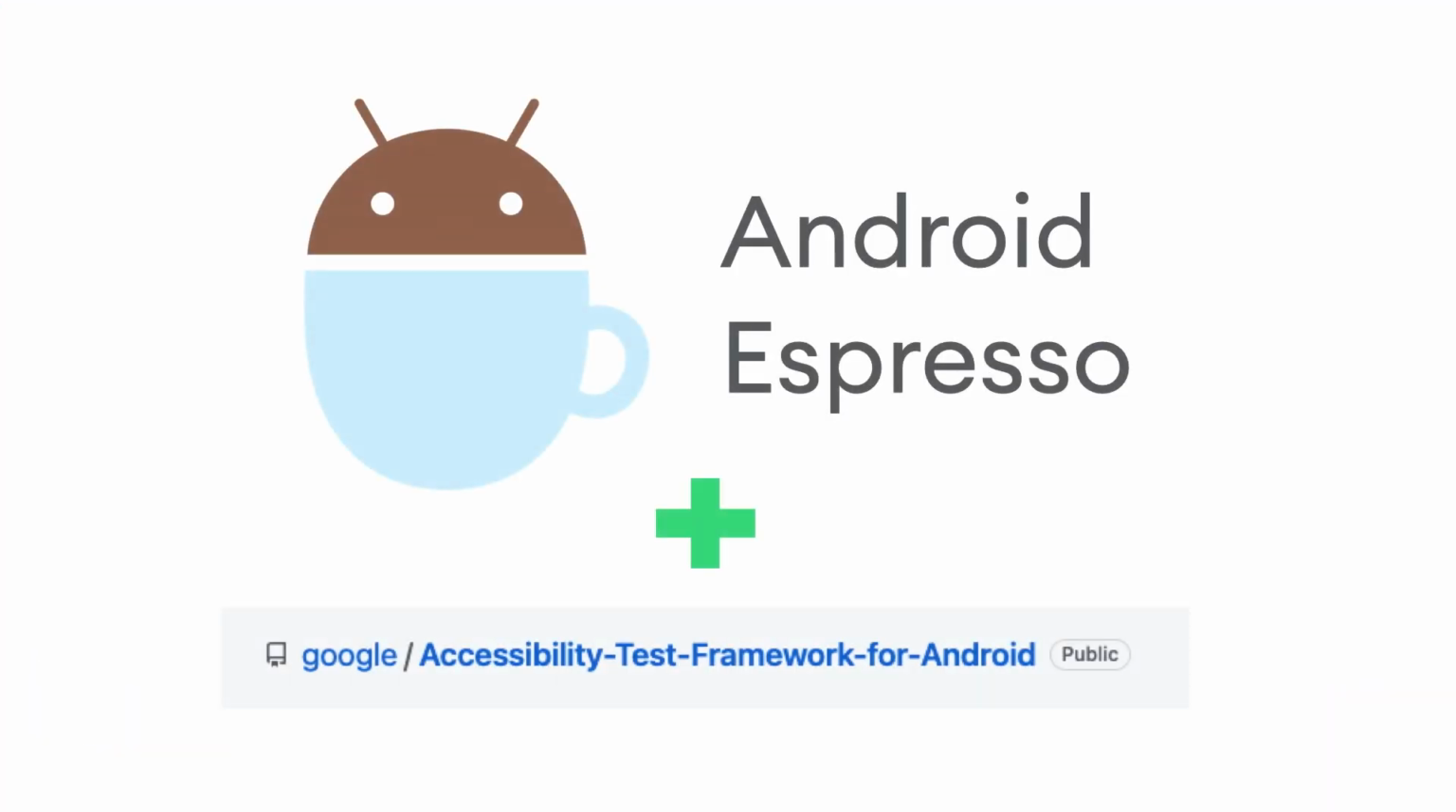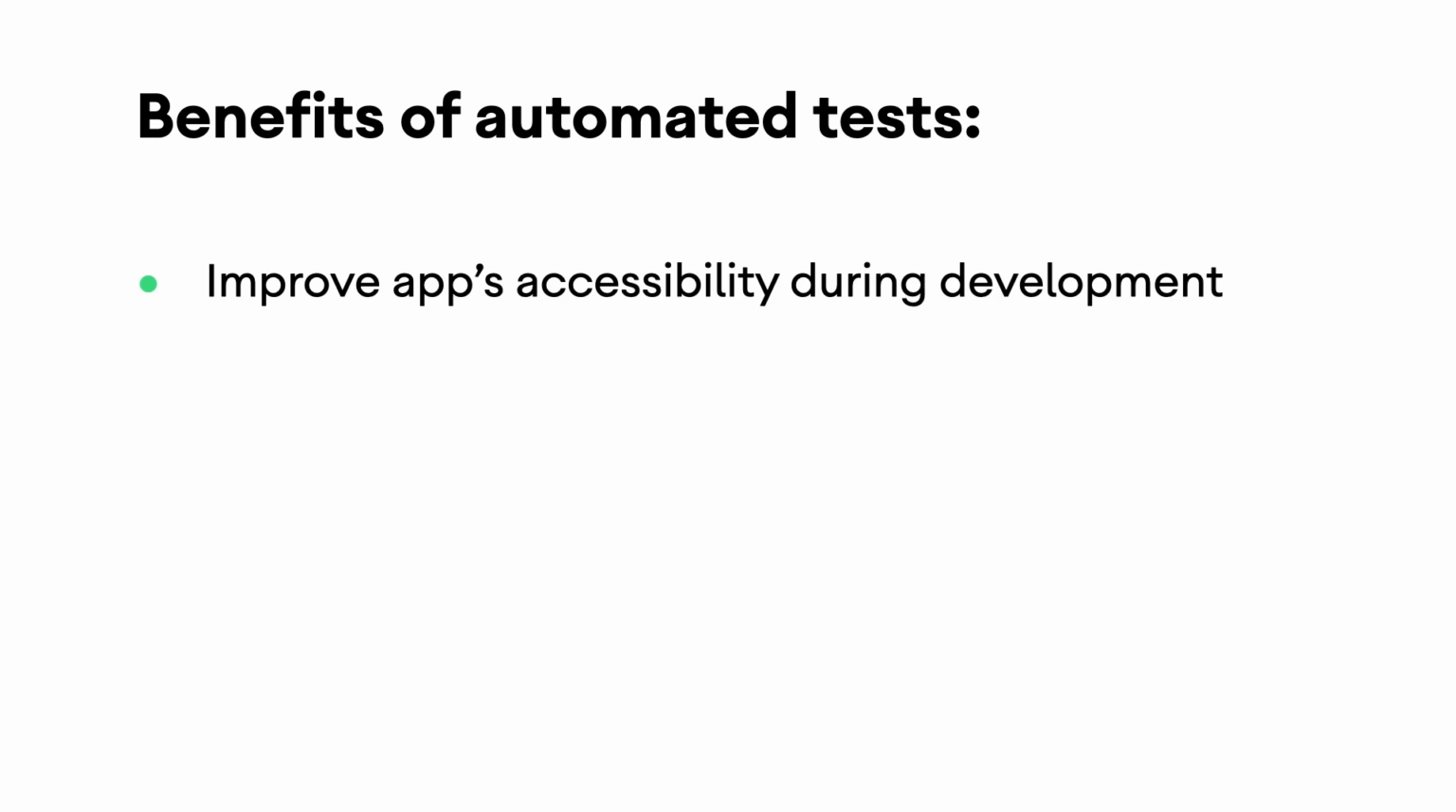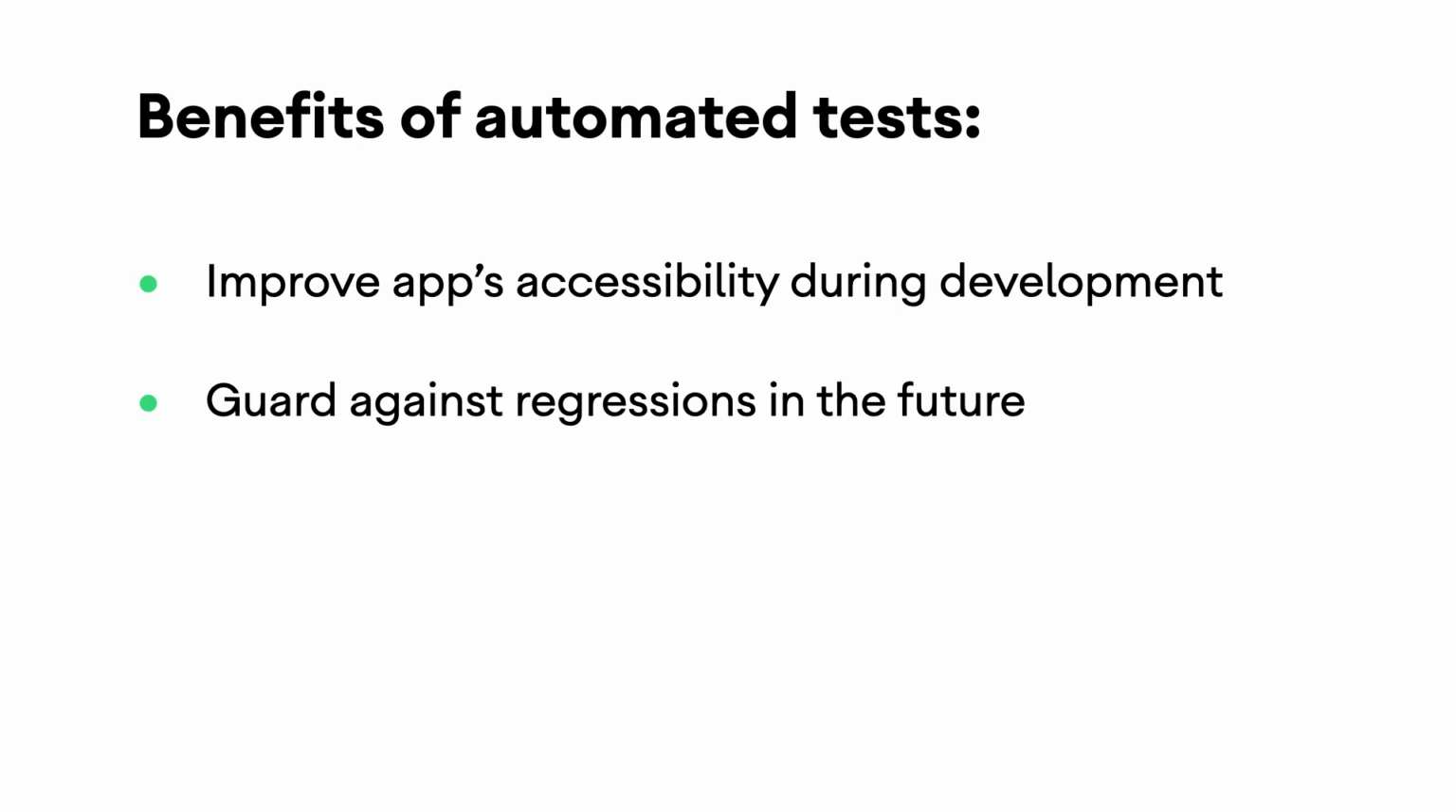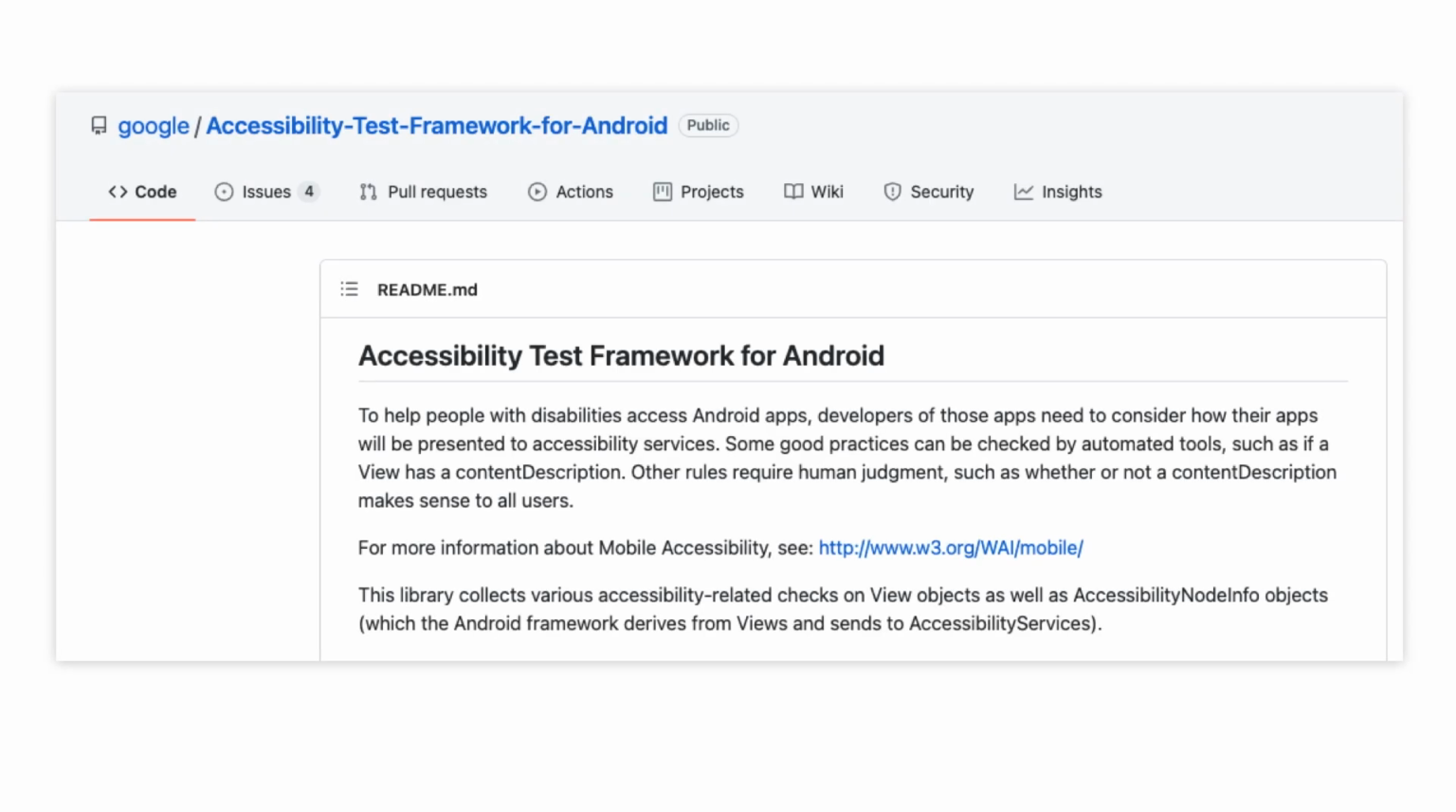There are several approaches to testing to help ensure you're creating accessible experiences within your app. In this episode, we'll be focusing on utilizing automated tests with Espresso and the Accessibility Test Framework. By writing automated tests, you can identify opportunities to improve your app's accessibility during the development process and guard against regressions during future development.